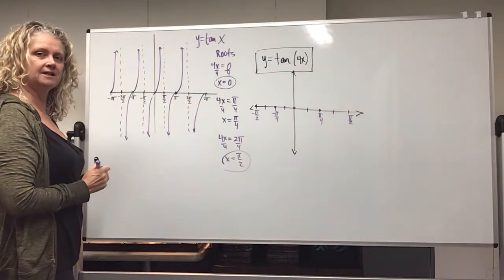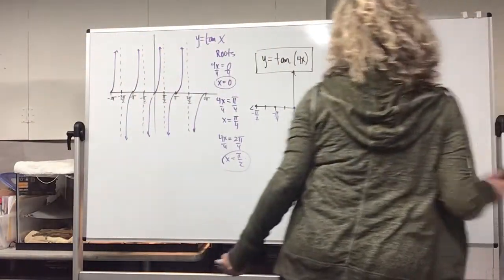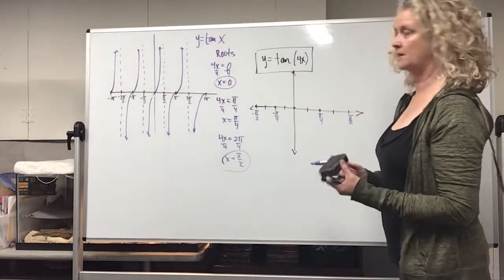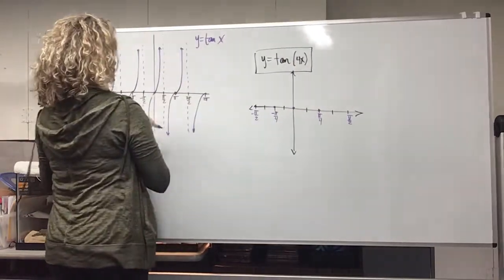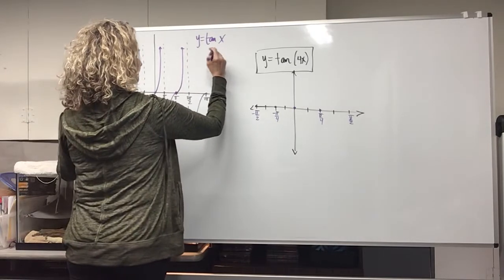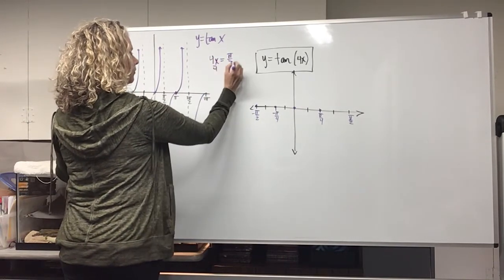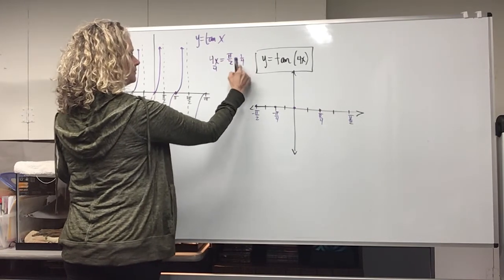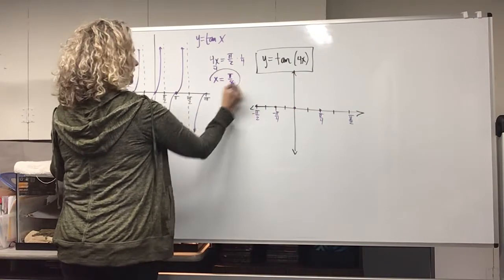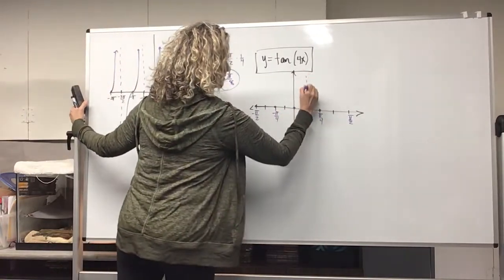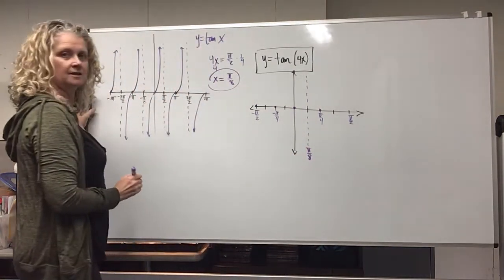And now we're going to go through and identify asymptotes. We're going to use the identical process. So I'll put it where you can see it. We are going to take the first asymptote, which is pi over 2, divide by 4. Dividing by 4 is the same as multiplying by the reciprocal, 1/4, and that gives us pi over 8. So right here is our first asymptote at pi over 8.